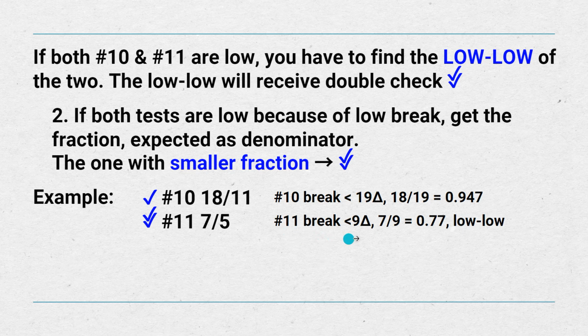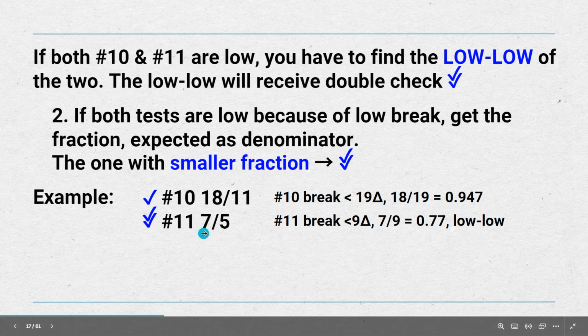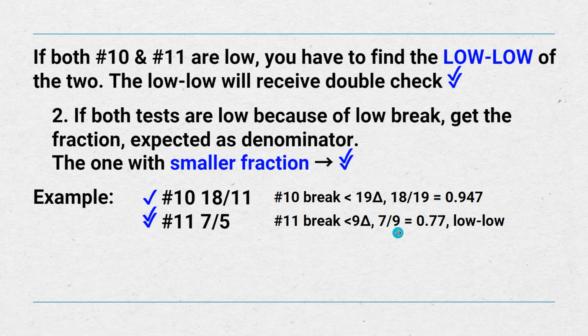And then sa kining 11, same ra. Ang numerator is ang given na break. Nya ang imo denominator is ang expected, which is ang 9. 9 man ito ang expected aning sa 11. So 7 over 9 is 0.77. So asa may mas ubos aning duha? Ang kining 0.77. So ang ato number 11 is our low.